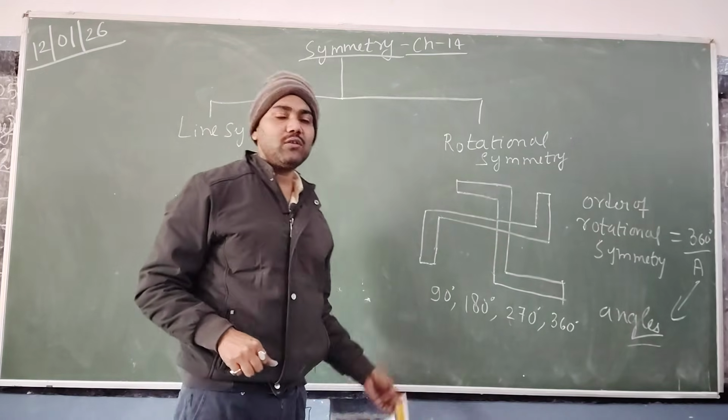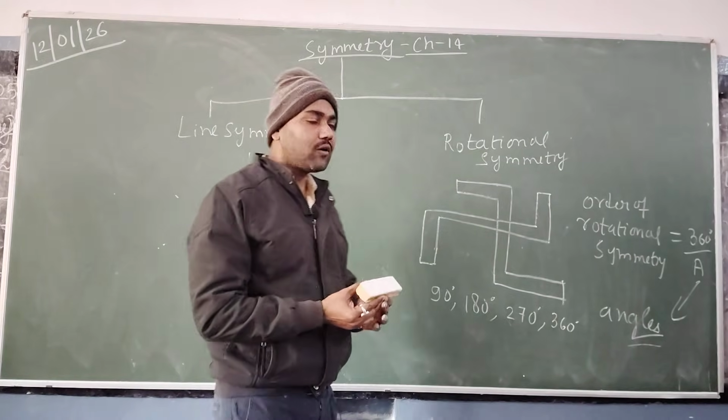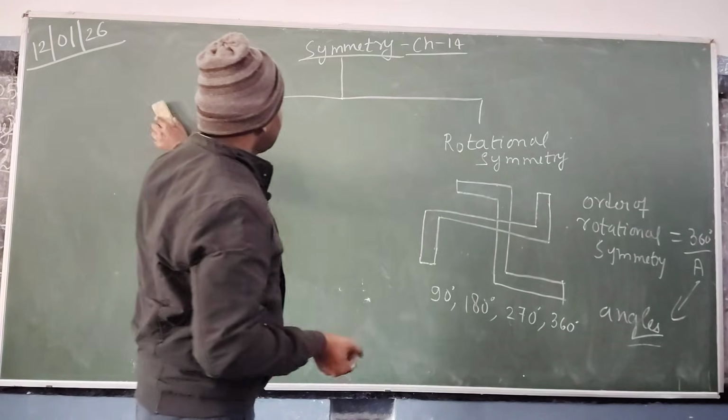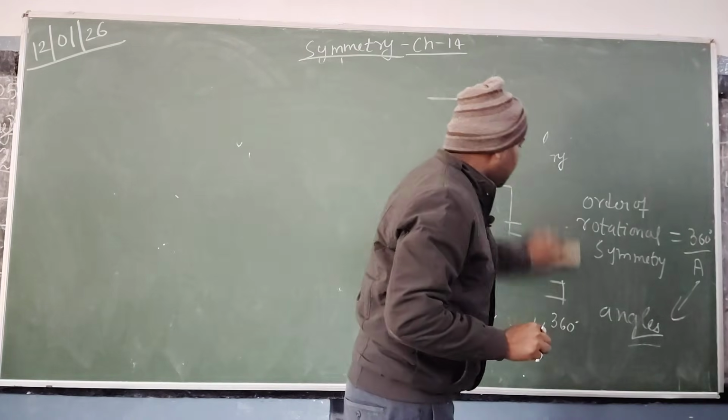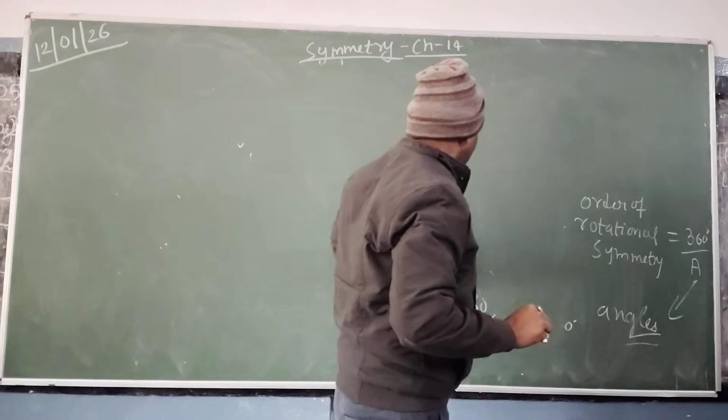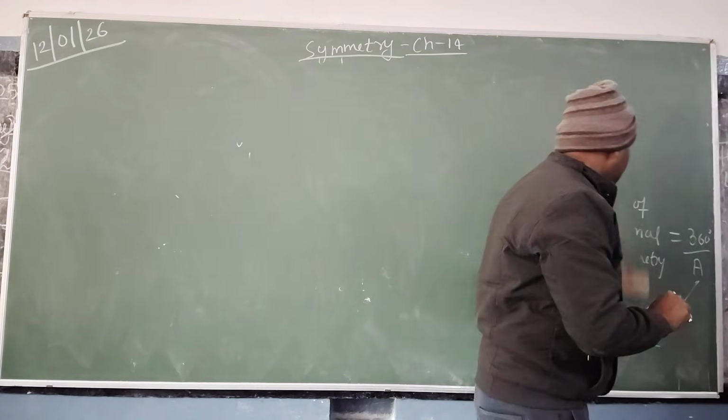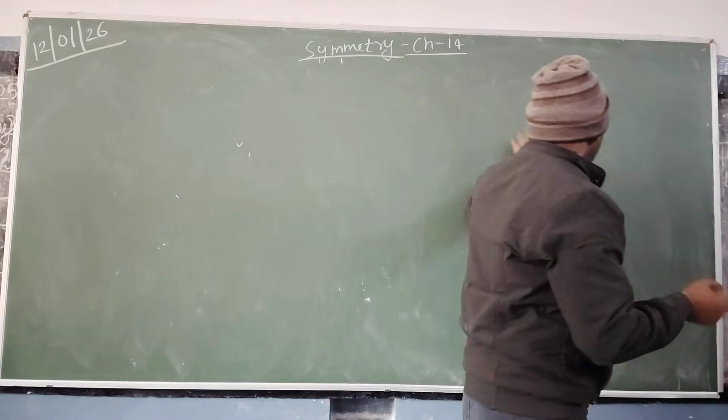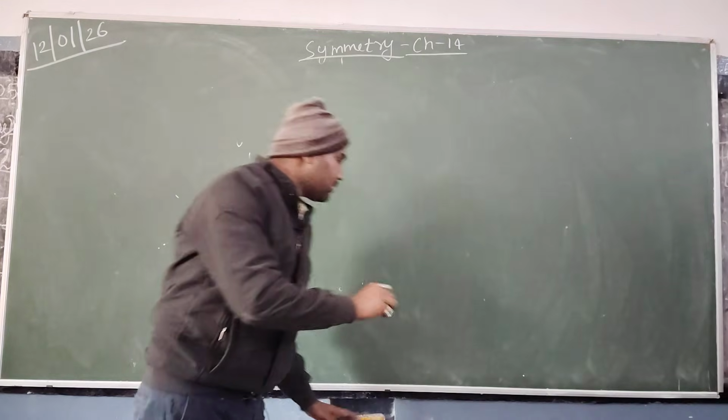So rotational symmetry means we have to rotate, we do not have to cut. Is it clear or not? So this is a very simple topic. We have studied rotational symmetry as well as line symmetry. Understood? Now see, we will see some figures.